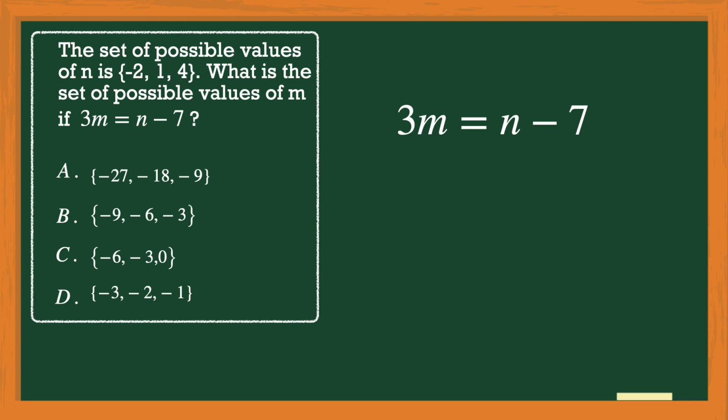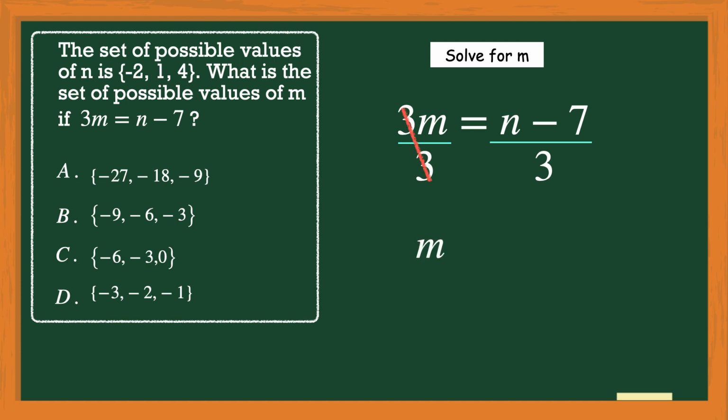The first step here is to solve for m. Doing this first makes working with the equation a little easier and much faster to complete. In order to solve for m, I will isolate the variable by dividing by 3 on each side of the equation. The 3's will cancel each other out, leaving just the m. And then I'll bring down the fraction of n minus 7 over 3. So m equals n minus 7 over 3.